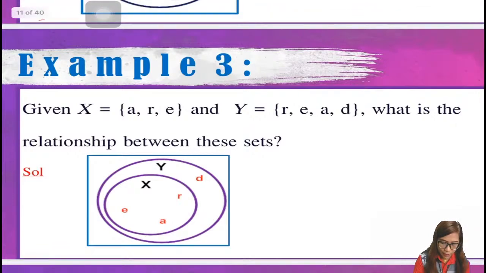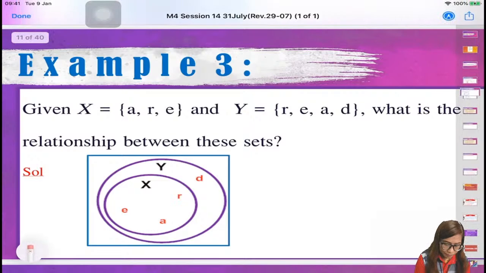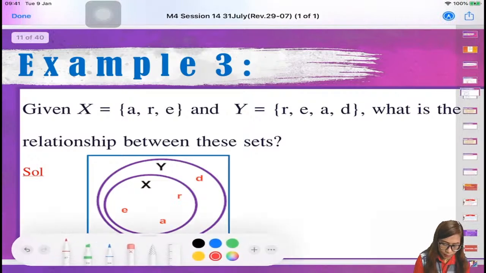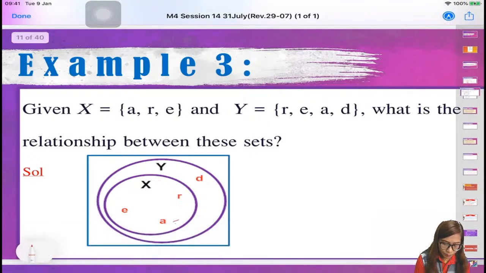We have already A here. Okay, so this is A, R, E, and R, E, A, D for Y. So for Y, in set Y, we already have these R, E, A. So you have to put it outside circle X, but inside circle Y. So this is it. So what is the relationship?